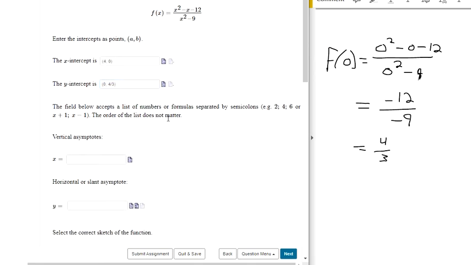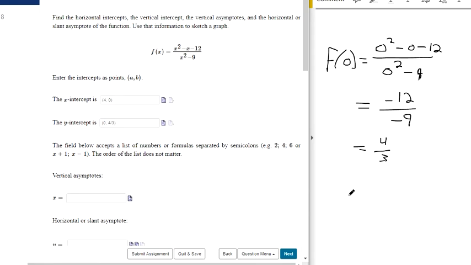Now vertical and horizontal asymptotes. I'll go into those in kind of brief detail. Your text has those, and I also have videos totally dedicated to vertical and horizontal asymptotes. Just let me know if you have trouble finding those on my YouTube page here. But a vertical asymptote happens where we have a divide by 0 error. Okay.